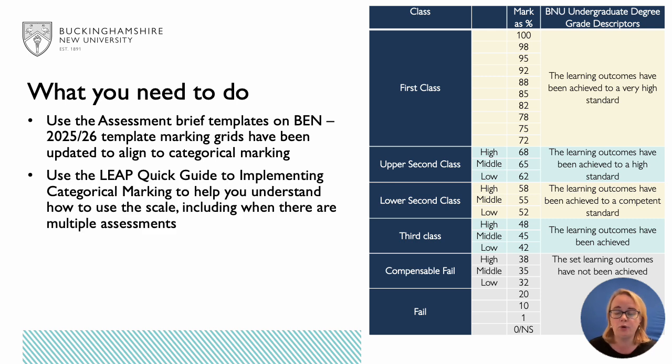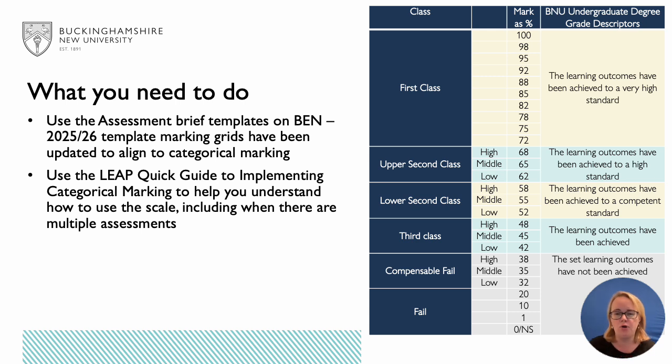We've also got a LEAP quick guide to implementing categorical marking, and that will be linked on Ben. So if you go to the LEAP area on Ben, you should be able to find that. That helps you to understand the scale, but it also helps you to understand what happens when there are multiple assessments. So if you've just got one assessment, then it should fundamentally be on categorical marking, unless it's something like a multiple choice question where it wouldn't be appropriate. You can use the raw score for that.